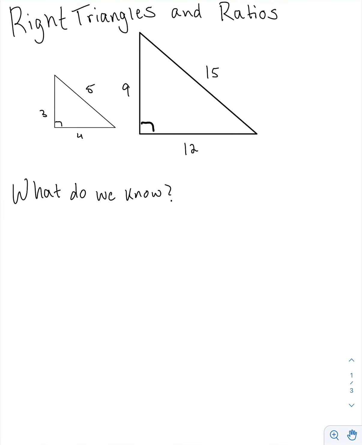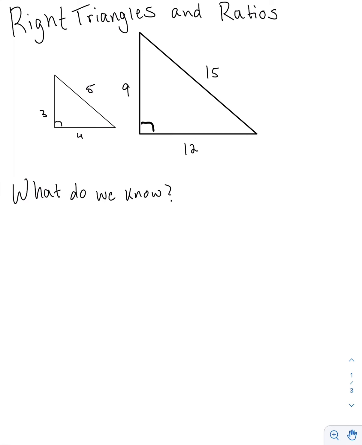Right, so welcome everybody. Today we're going to be talking about right triangles and ratios, as we've been talking about throughout this unit. So here I have drawn us a pair of similar right triangles, and what we have is that this side is similar to this side. So the side of length 3 is similar to the side of length 9. The side of 5 is similar to the side of length 15, and this side of length 4 is similar to this side of length 12.